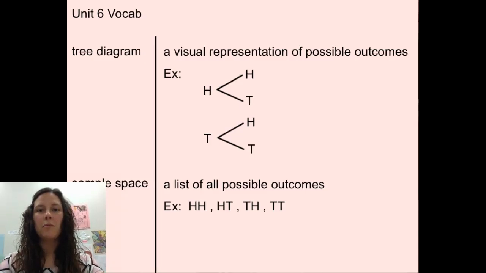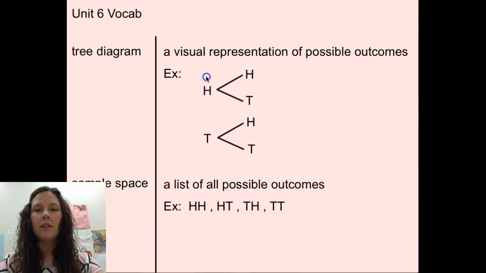Our next unit is probability, and before we look at probability, we need to be able to understand how many outcomes are possible for different events. So we're starting off today with a topic called sample space. One way to determine sample space for an event is to use a tree diagram.